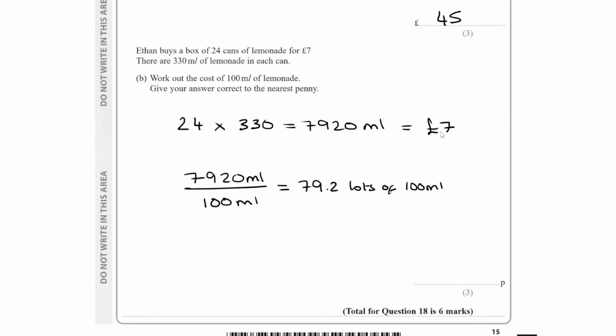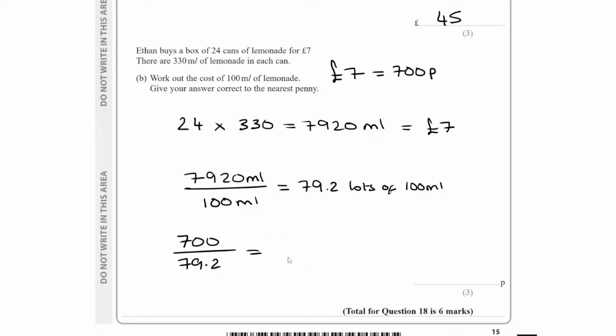Okay, so then to find the cost of the 100 mils, I would then do £7, or you could change it into pennies. They've said give your answer correct to the nearest penny, haven't they? So maybe if we change the £7 first into pennies, and again, that's a conversion that you would need to know. So £7, there's 100 pennies in a pound, isn't there? So that'd be 700p. Let me write that better. So I think then I would go, right, 700 divided by 79.2.